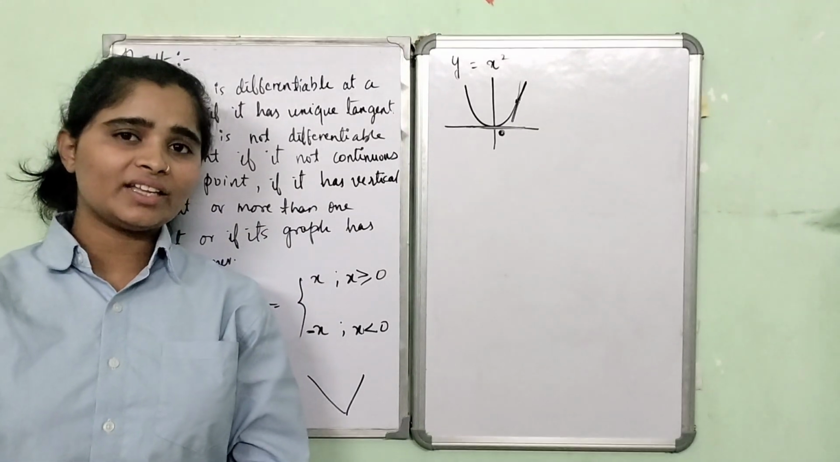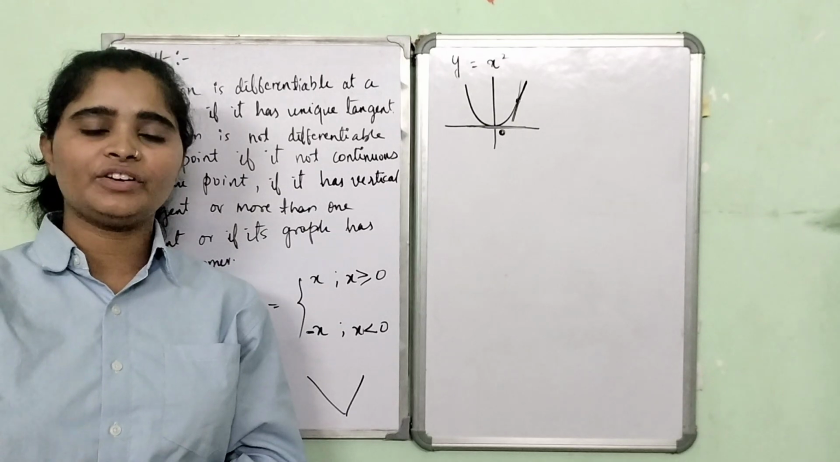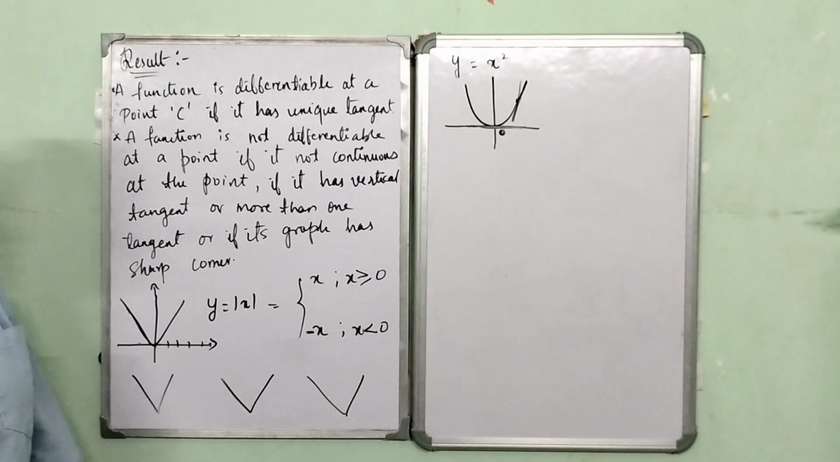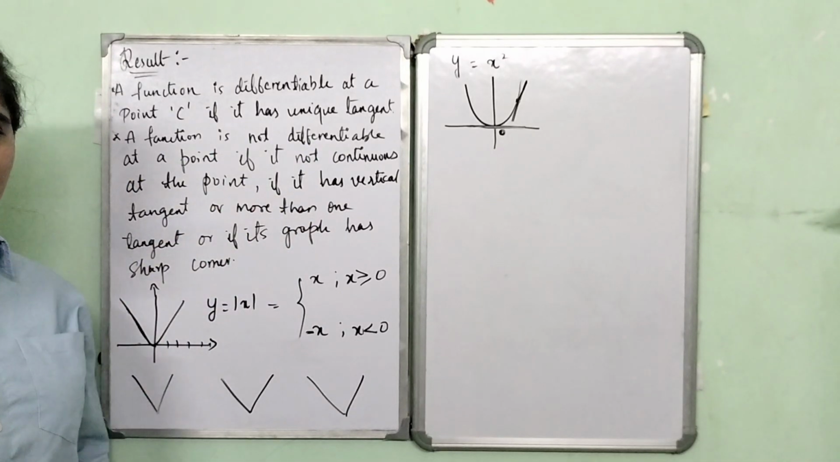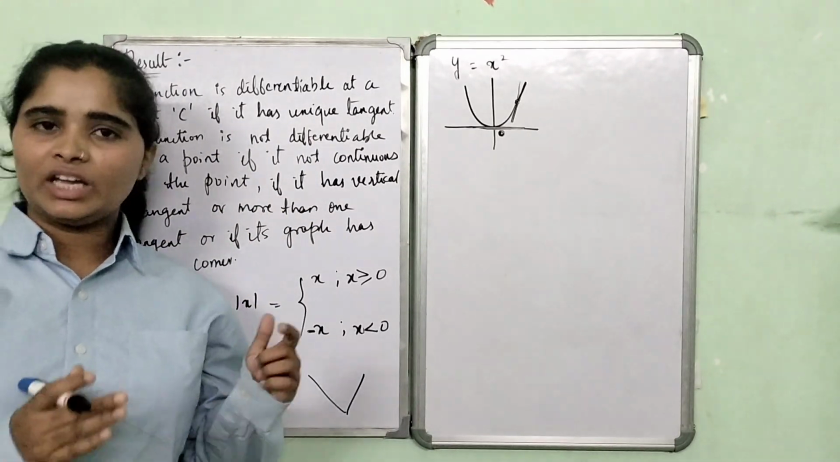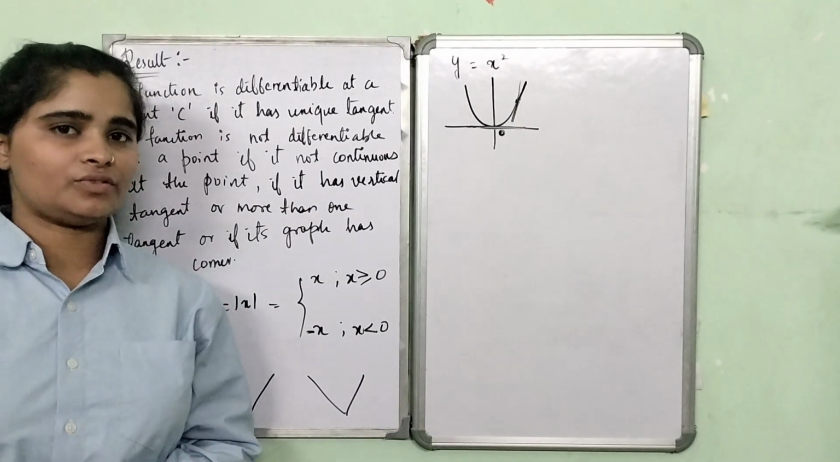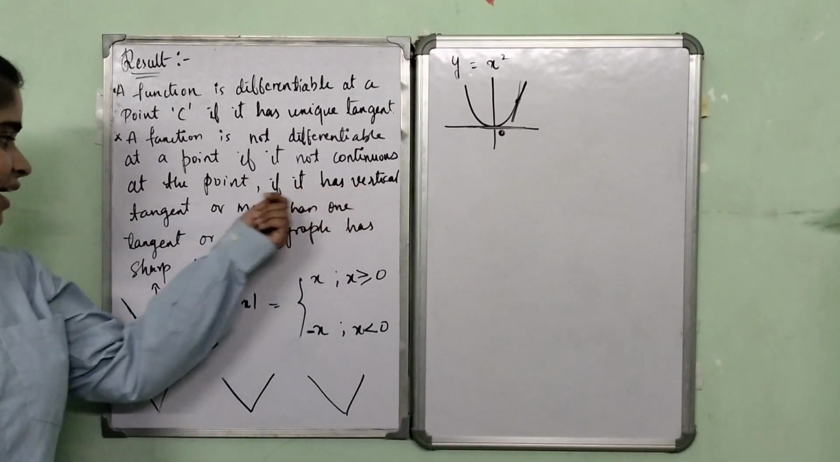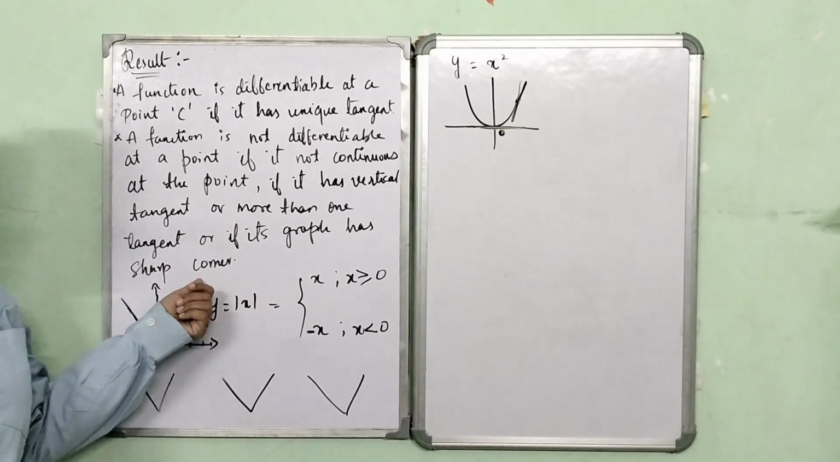What if there is no unique tangent? What if we can draw more than one tangent? Then we say the function is not differentiable. That is what our second result says. A function is not differentiable at a point if it is not continuous. This is the first point of consideration. If the function is not fit for continuity, then we cannot say it is differentiable either. The next point says if it has a vertical tangent or more than one tangent or its graph has a sharp corner.